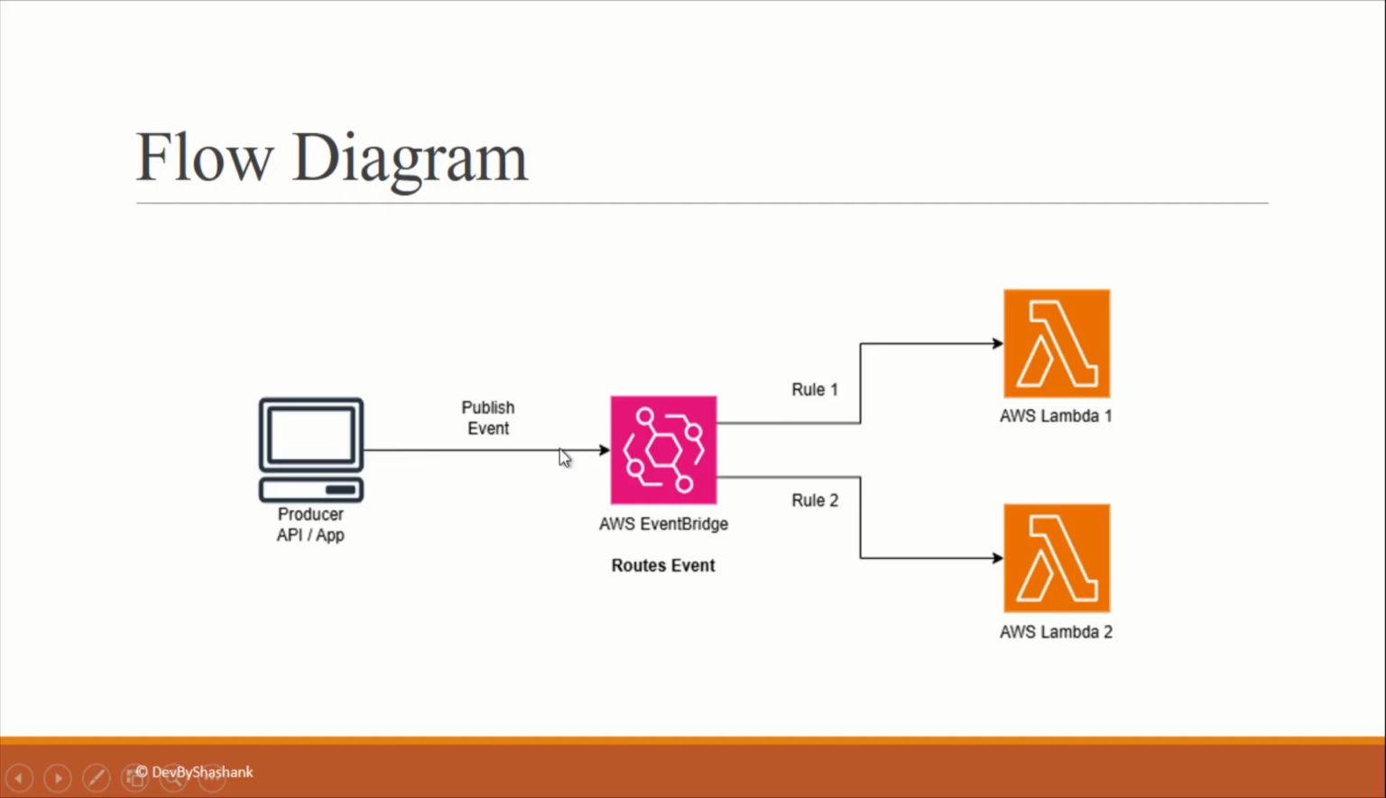So guys, in EventBridge, producers don't send messages to a queue, they publish events. EventBridge evaluates the rules and pushes event to targets. So here we have lambdas as a consumer, so they react when something happens and there is no polling like SQS triggers. So let's see how it works. Let's go to AWS console.